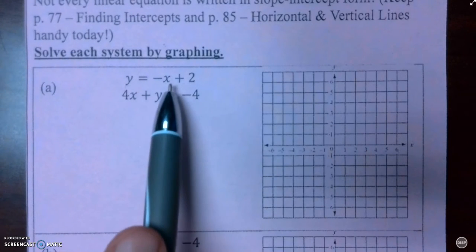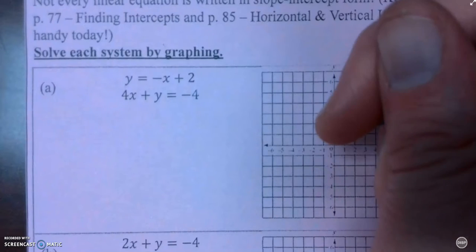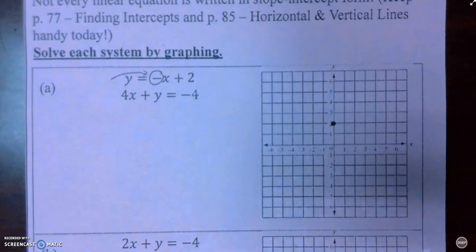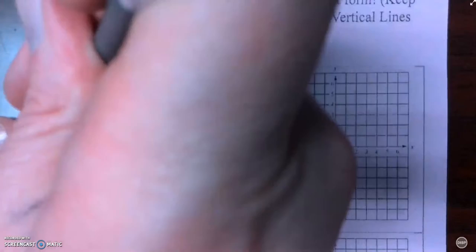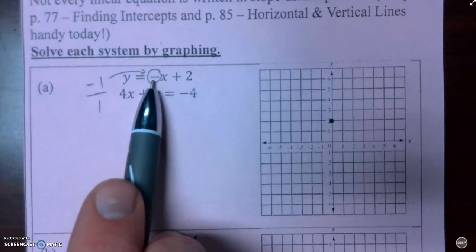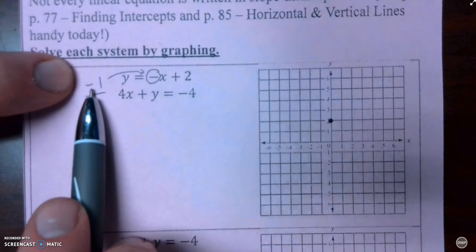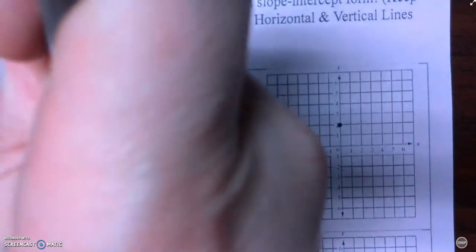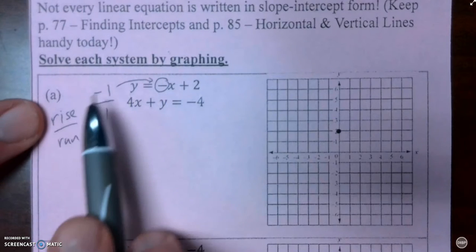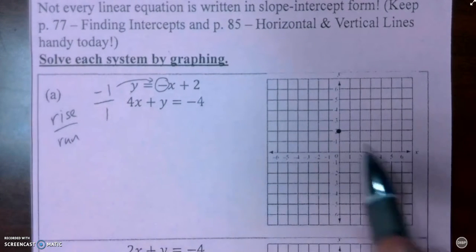Since y is solved for here, you can graph it by finding 2 on the y-axis. And then, just as we practiced yesterday, figure out a fraction that means the same thing as this slope. In this case, it's negative 1. And a fraction that means the same thing as negative 1 might be negative 1 over positive 1. Yesterday, a lot of you found it helpful to remember that if the slope is negative, to put the negative sign in the numerator. So this slope is rise over run. And what this means is from this point, I should go down 1 and right 1 to find new points.